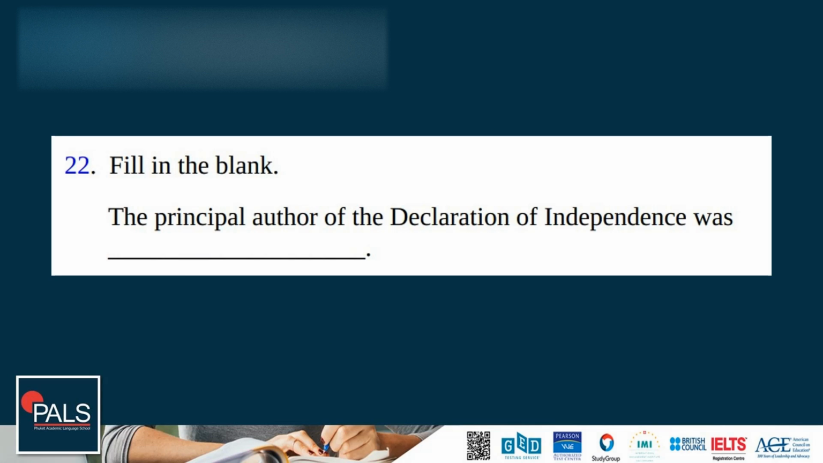Here's an example. I've collected 4 of these types of questions. So this one says fill in the blank. The principal author of the Declaration of Independence was. This will be in your textbook. If you don't know it, you're just guessing. If you do know it, it's obvious. That was Thomas Jefferson.